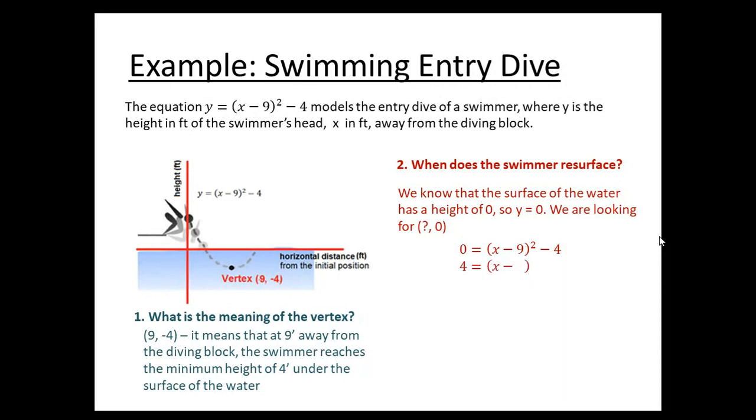4 = (x − 9)². The square root of 4 is equal to x − 9. 2 is equal to x − 9. 2 + 9 is equal to x, and x is equal to 11. So the swimmer resurfaces 11 feet away from the starting block.